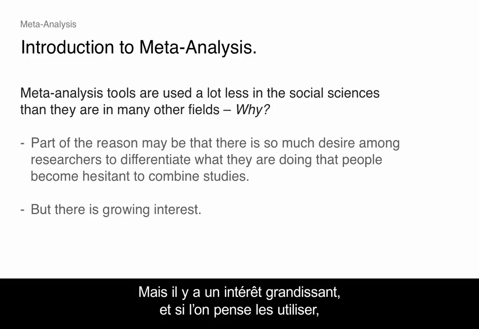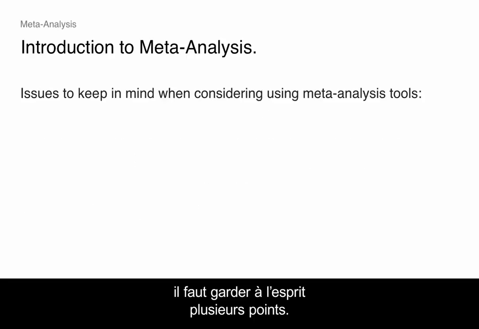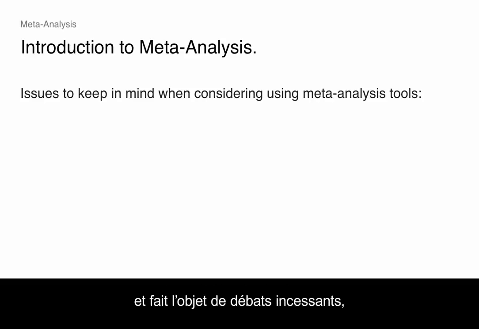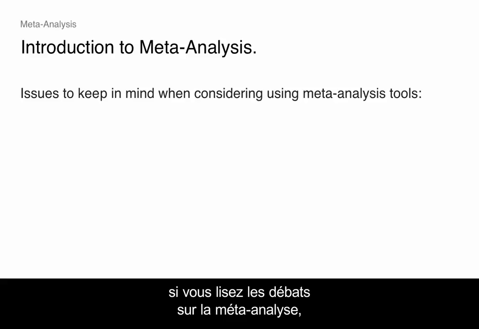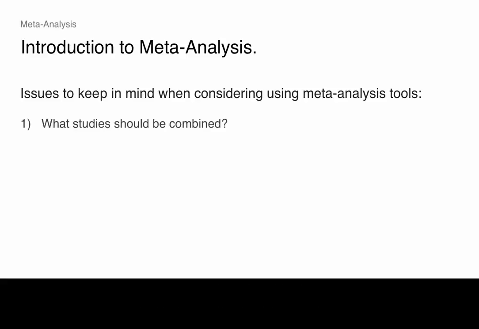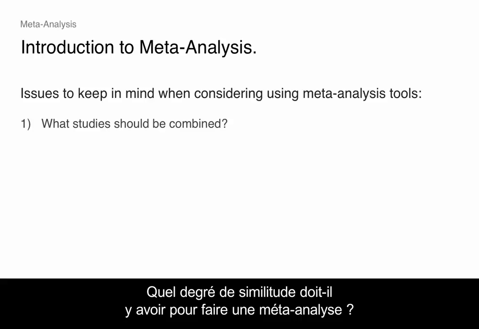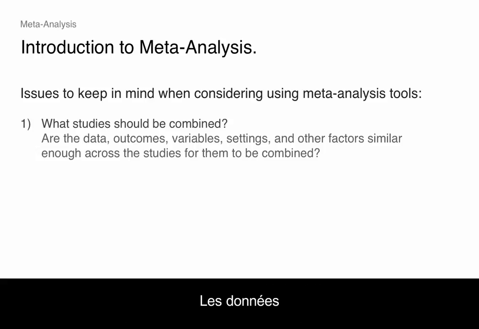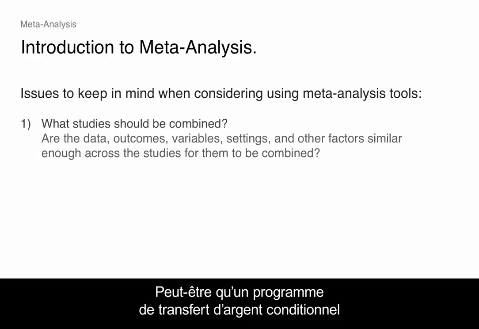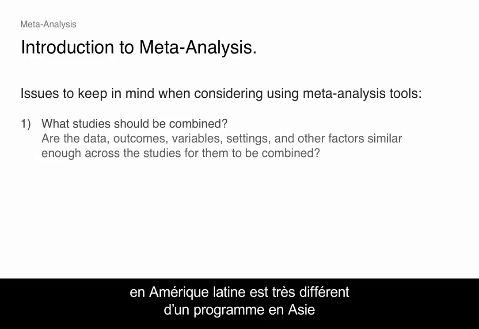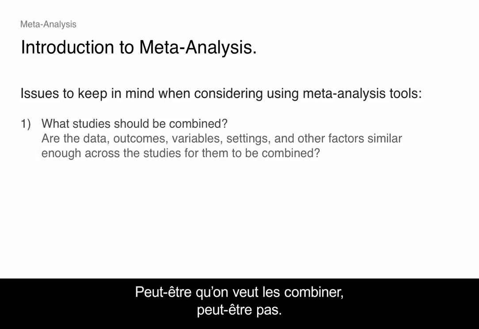But there is growing interest, and as one considers using them, there's a number of issues to keep in mind. So the most basic point that comes up again and again, and one where there's endless debate if you read debates about meta-analysis, is what studies should be combined? How similar do you need to be to be combined in a meta-analysis? Are the data similar enough? Are the outcome variables similar enough? Are the explanatory variables similar enough? Are the settings similar enough? Maybe a conditional cash transfer program in Latin America is just really different from one in Asia for some reason. Maybe we don't want to combine those, or maybe we do.